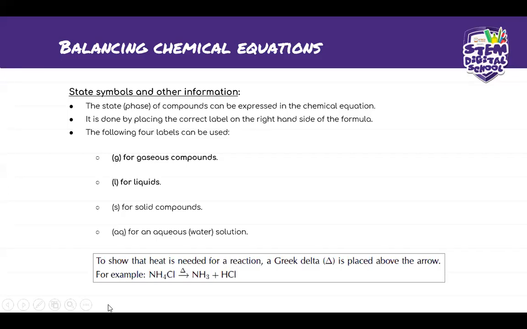So to show that heat is needed for the reaction, a Greek delta is placed above the arrow. So whenever we're going to work with an equation that requires heat, we need to put a delta, a Greek delta or a triangle, on top of the arrow to show that heat has taken place. Okay.